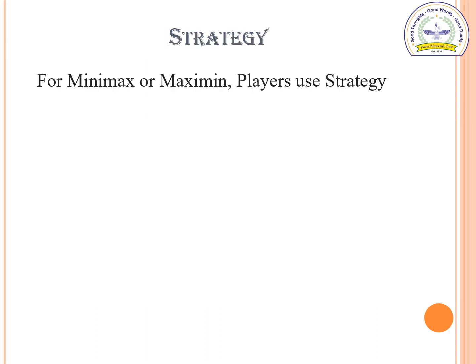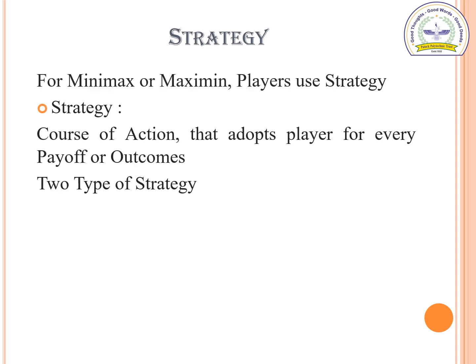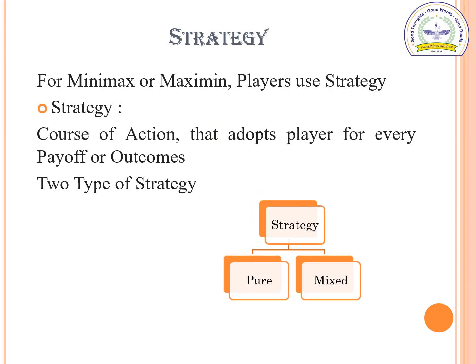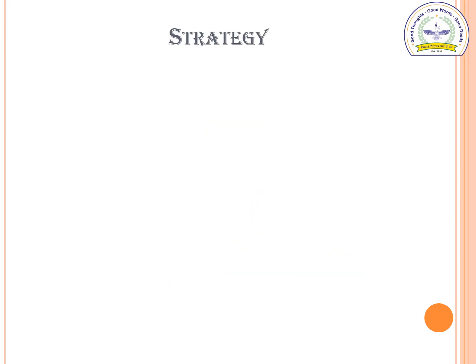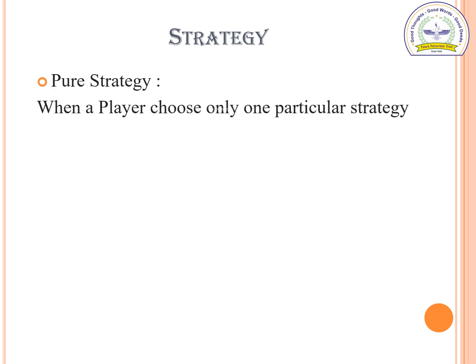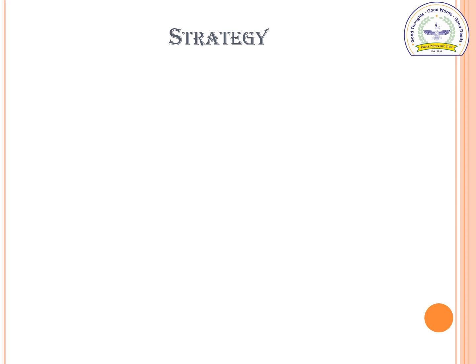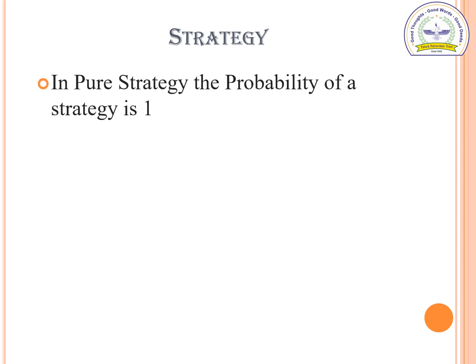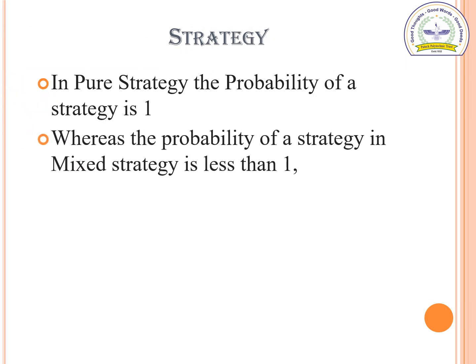Now, there are some strategies in game theory. For a minimax or maximin player, we use strategy. Strategy means a course of action that adapts a player for every payoff or outcome. There are two types of strategy. Number one, pure strategy, and number two, mixed strategy. Pure strategy means a player chooses only one particular strategy, and mixed strategy means a player chooses two or more strategies. In pure strategy, the probability of the strategy is 1, whereas in mixed strategy the probability of each strategy is less than 1. The sum of the probabilities of all strategies in a game will be 1.